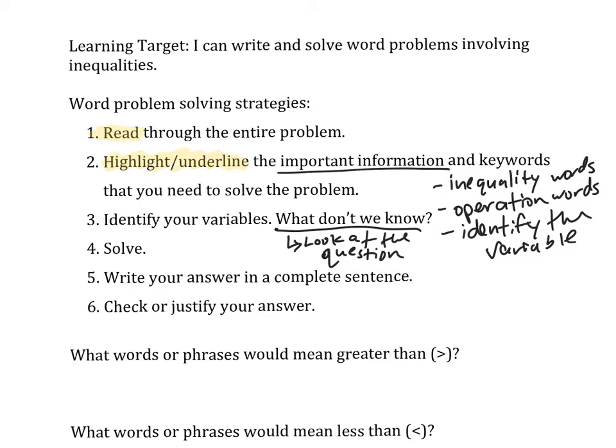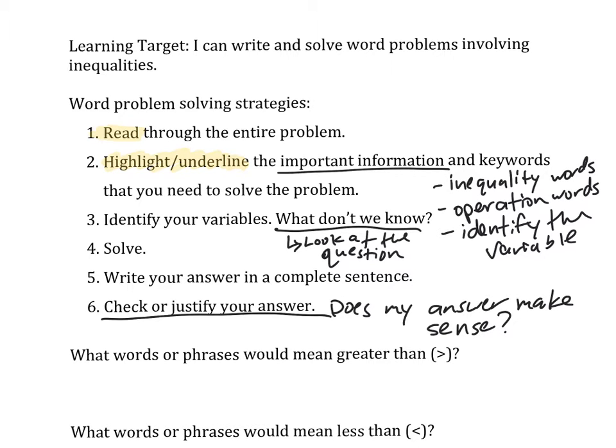And then after you're done with that, you'll want to solve it. Well, first you'll write your equation, then you'll solve it, or your inequality, I guess. And then you'll write your answer in a complete sentence, and always check or justify your answer. That's super important. Does your answer make sense? Like if you're talking about money, you could end up with a negative number if you're in debt or something. But if you're talking about cookies, you can't end up with a negative number. So make sure you always check, does your answer make sense?